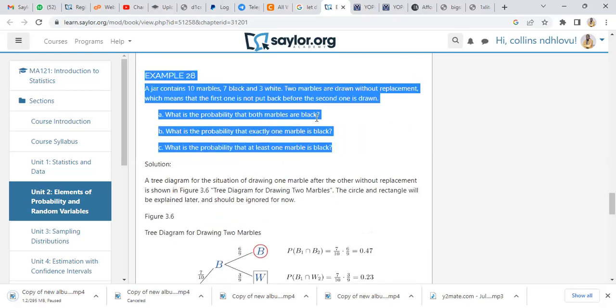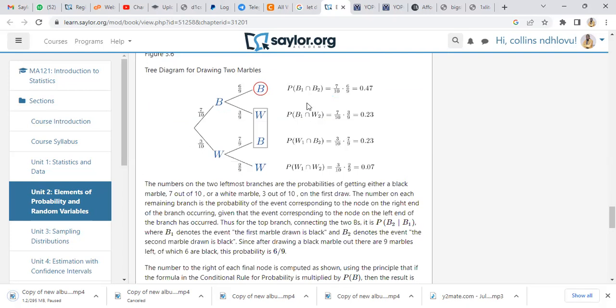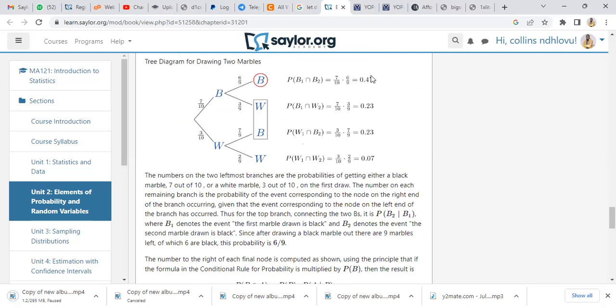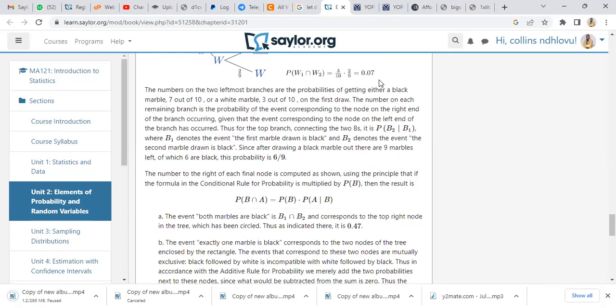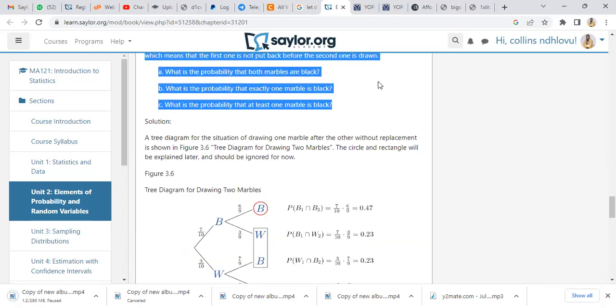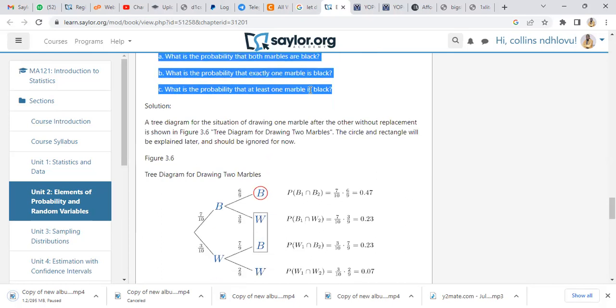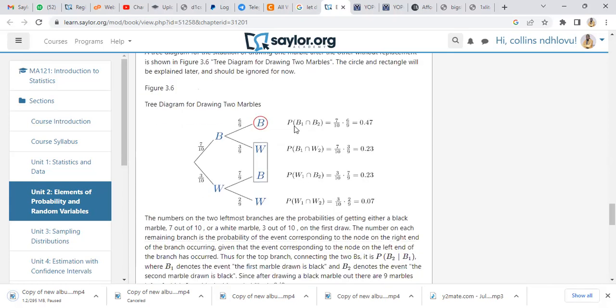What's the probability that both balls are black? So black and black is 0.47. That is black and black. And they ask what's the probability that you have exactly one black marble. So where do we have exactly one black marble? There's here and there's there. So you need to add these two.